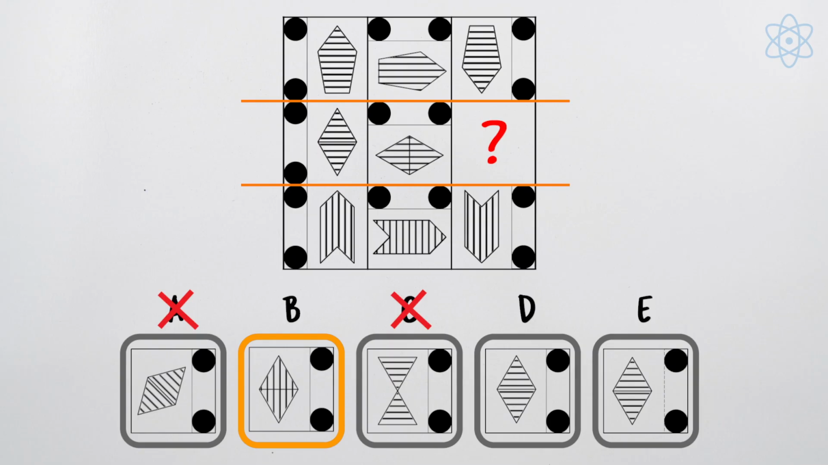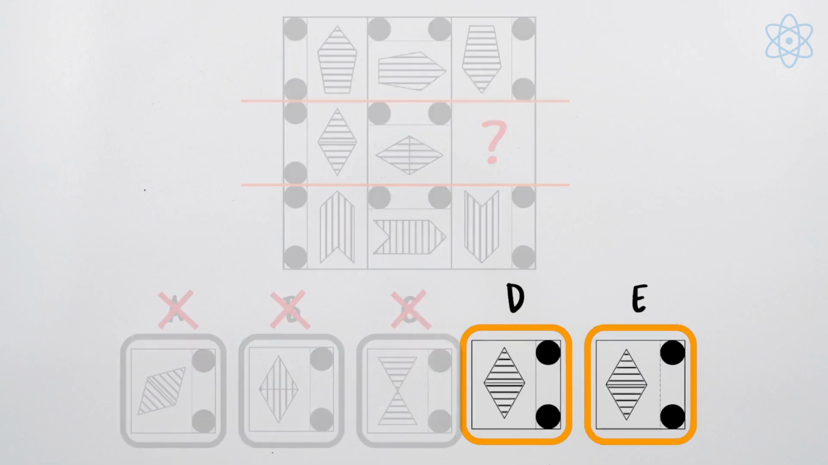Well, not quite. If we look closely at the shapes in the matrix, we can see that the stripes do not rotate with the boxes. Across a row, all of the stripes run in the same direction. So we can rule out B, because it does not contain horizontal stripes like the other shapes in the middle row. We are left with D and E.